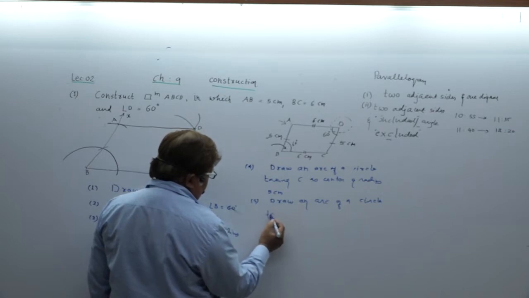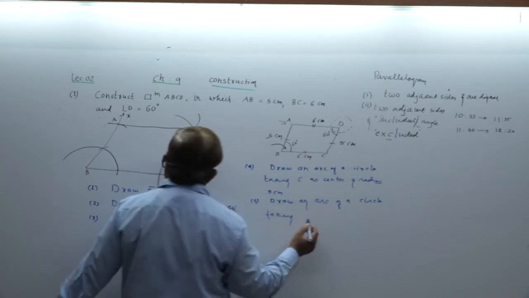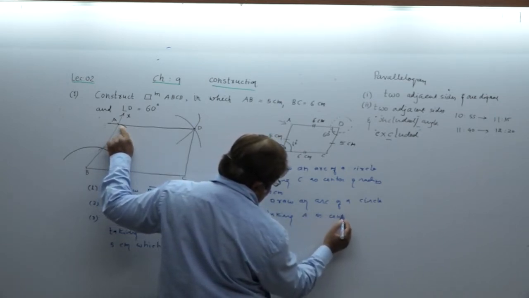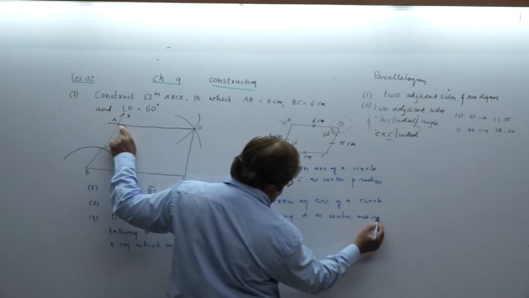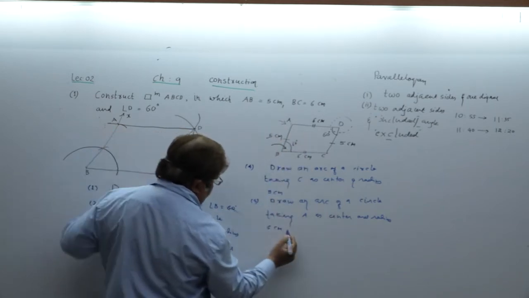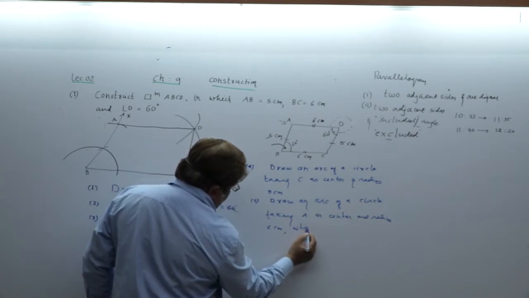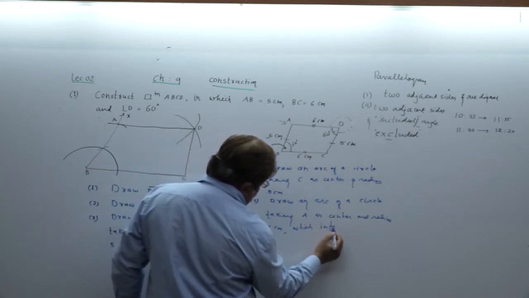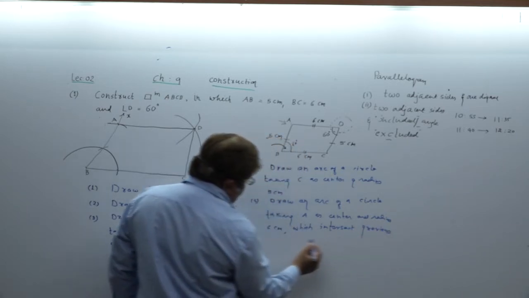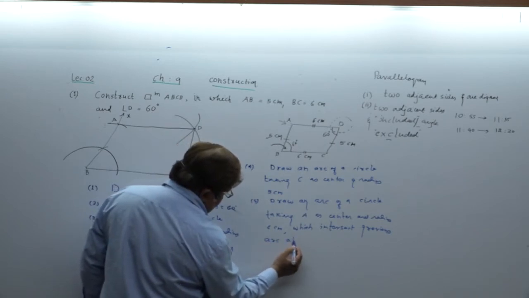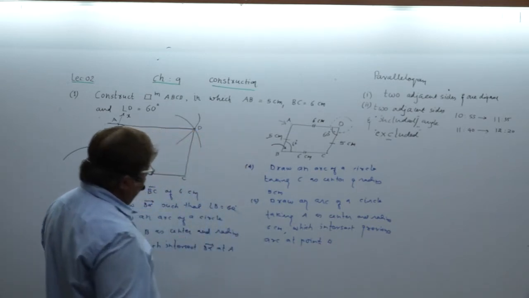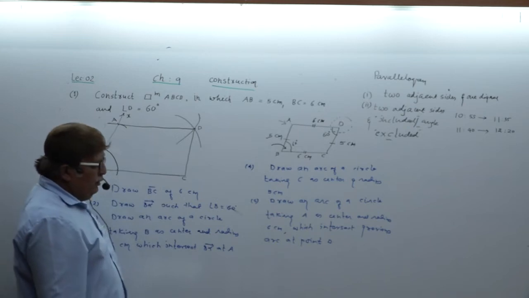Draw an arc of a circle, please be precise, taking A as center and radius 6 centimeter, which intersects the previous arc at point D. So this way you got point D already.